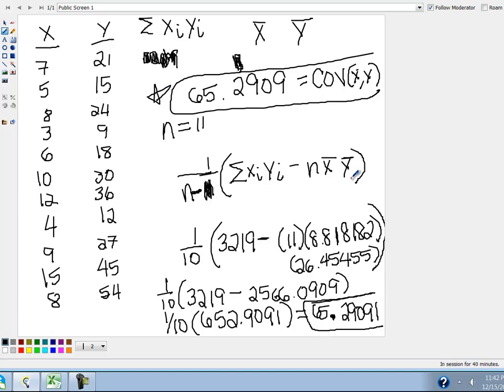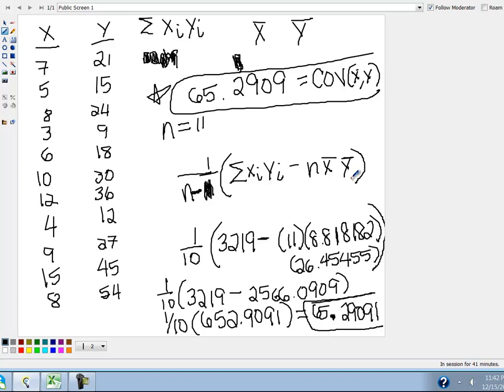So like I said, that is the workable formula. You can use StatCrunch to calculate the mean of x and the mean of y. You can also probably get StatCrunch to calculate the summation of xi, yi. Just got to do a little bit of manipulation.